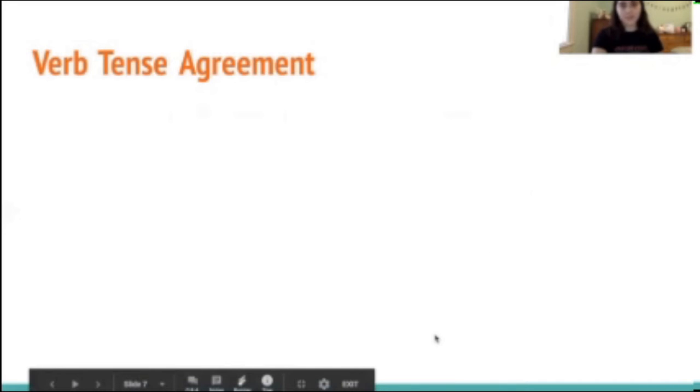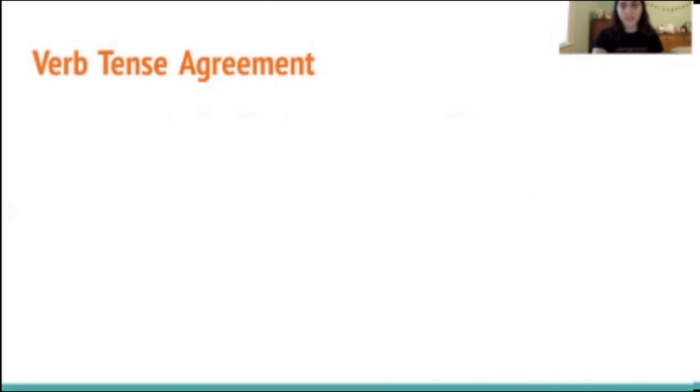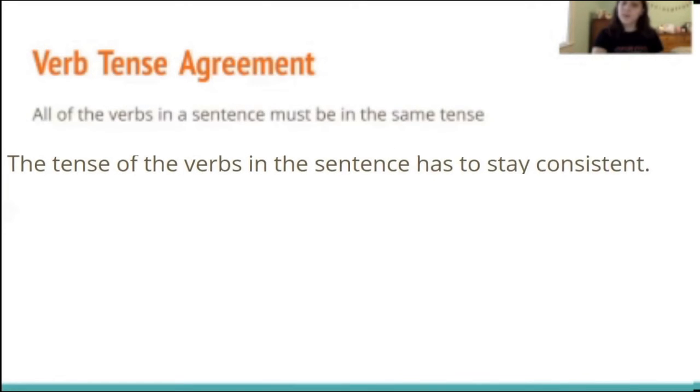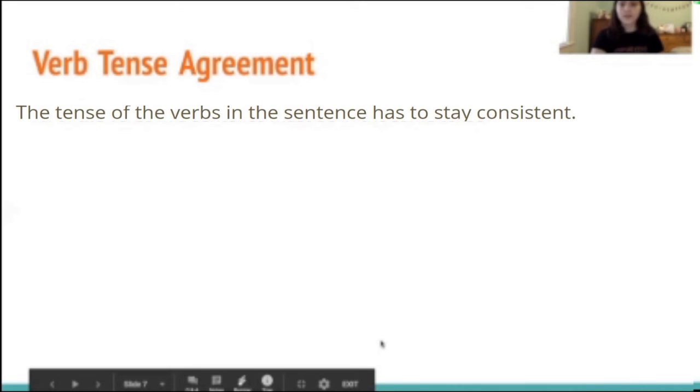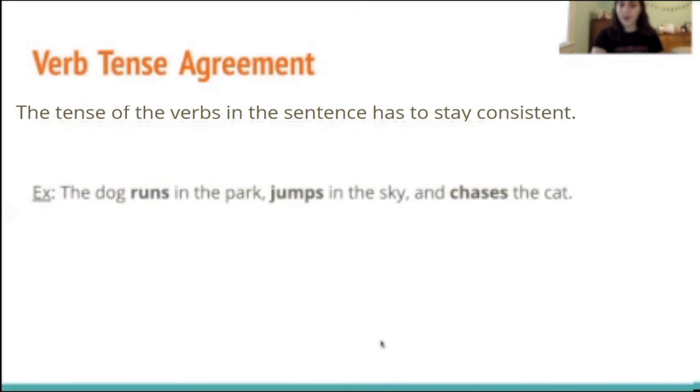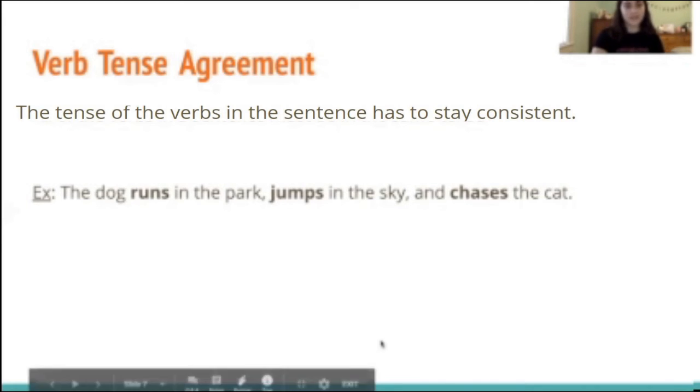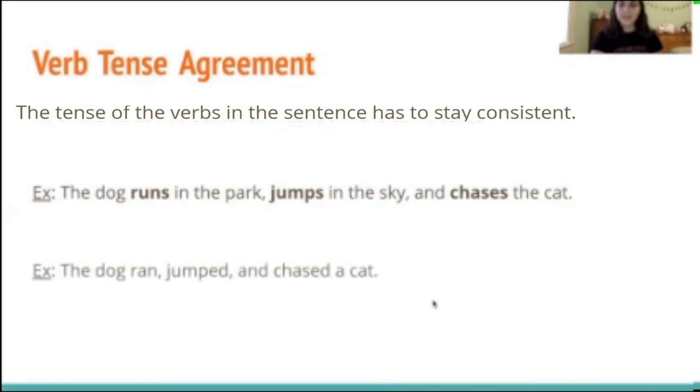Just like subject-verb agreement, verb-tense agreement is about parts of a sentence matching up with each other. All of the verbs in a sentence must be the same tense, past, present, or future. For example, the dog runs in the park, jumps in the sky, and chases the cat. All of the verbs in this sentence are present tense. The same thing in the past tense would be, the dog ran, jumped, and chased the cat.